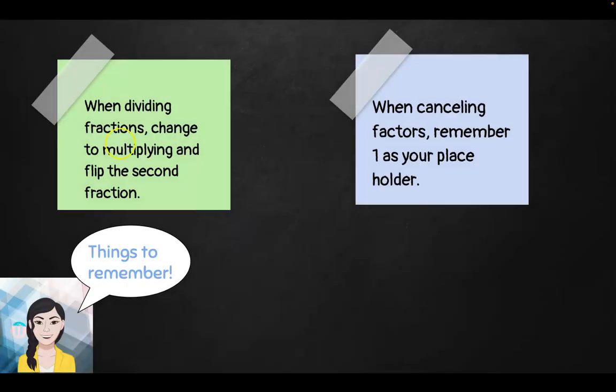All right, so here are some things for you to remember. Remember, when you are dividing fractions, you're going to change to multiplying and then flip the second fraction. So that's the keep, change, flip. And then when you are canceling factors, remember 1 as your placeholder. As in the last question, that 1 is in the denominator, even though it's not originally written there. It's like your imaginary coefficient. So 1 is always your placeholder when you're canceling fractions.